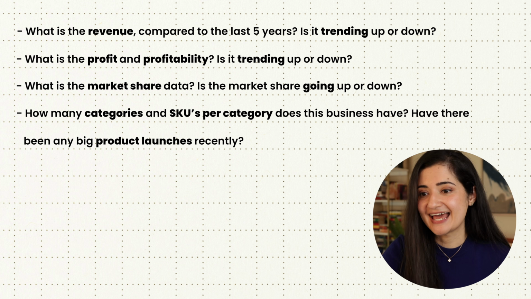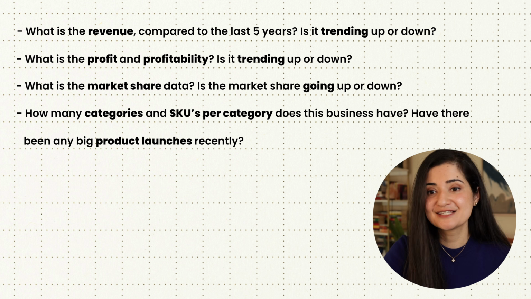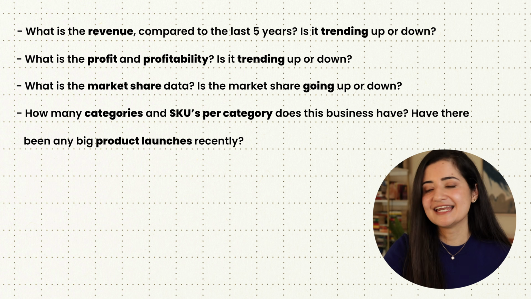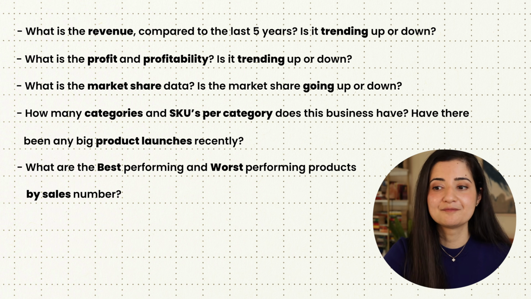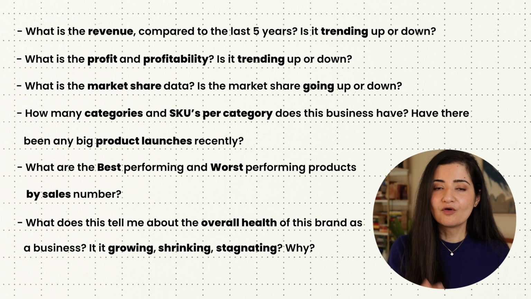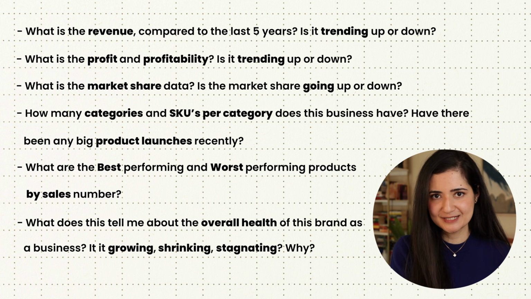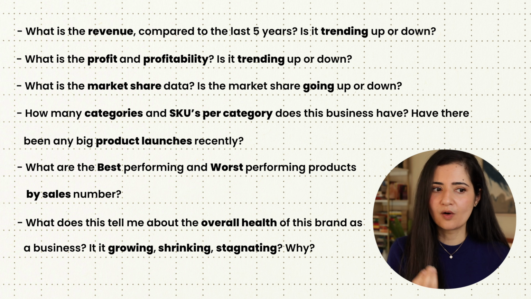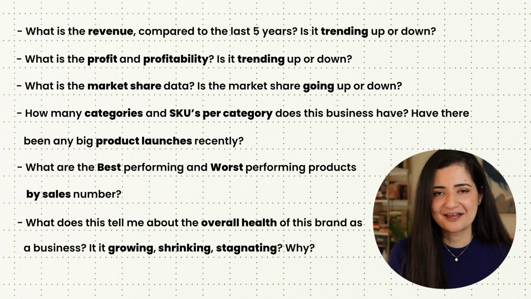How many categories and SKUs per category does this business have? Have there been any big product launches recently? What are the best performing and worst performing products? What does this tell me about the overall health of this brand as a business? Is it growing, shrinking, or stagnating? Why could that be? Questions like these help us dig deeper into the facts and try to understand the story of where this brand is coming from historically and where it seems to be going.